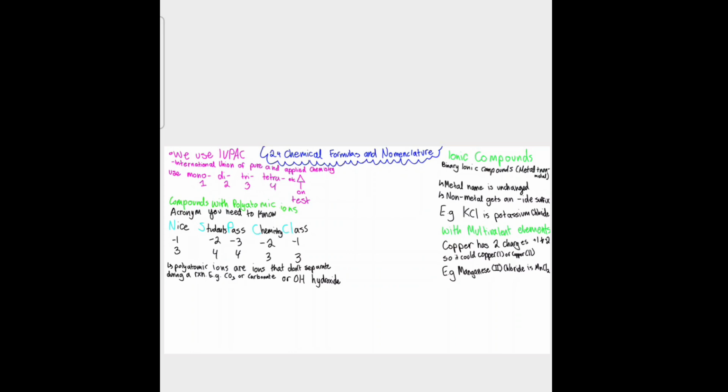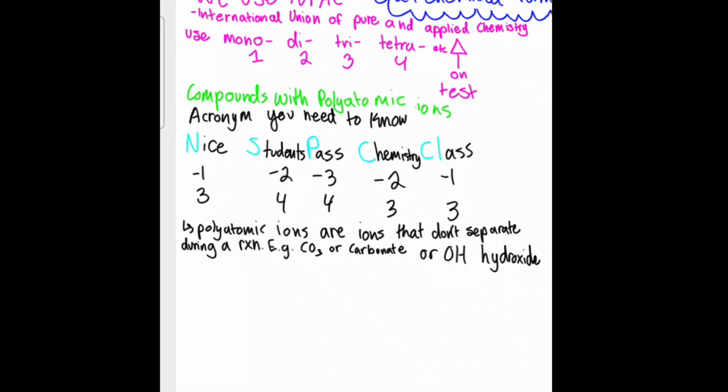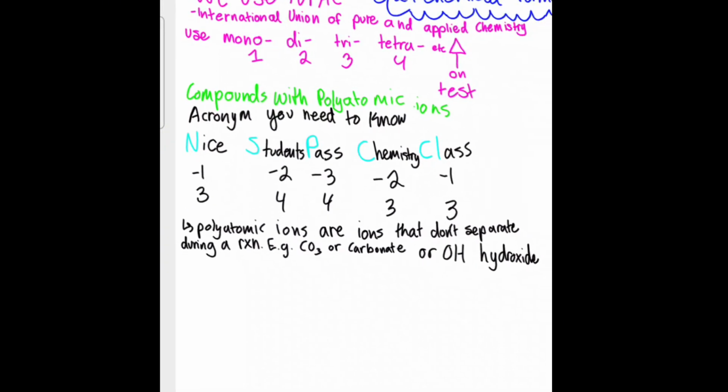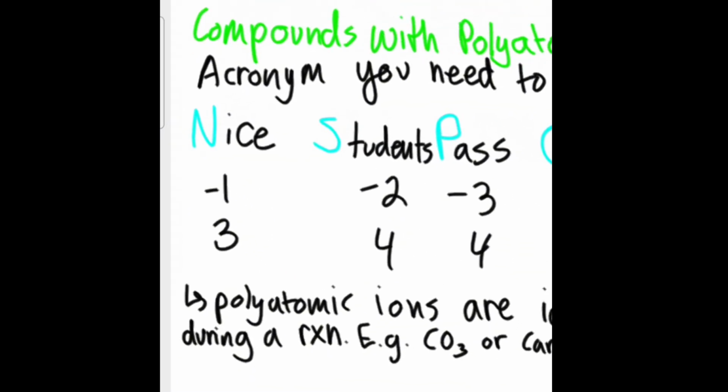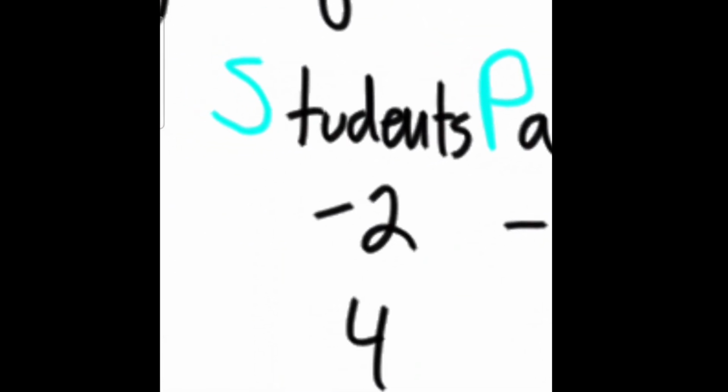Compounds with polyatomic ions. The acronym my class used was Nice Students Pass Chemistry Class. And we remember the 1, 2, 3, 2, 1. Then we remember 3, 4, 4, 3, 3. So basically, N is nitrogen, which stands for nice in the Nice Students Pass Chemistry Class. Then it has a charge of -1 and has 3 oxygens.